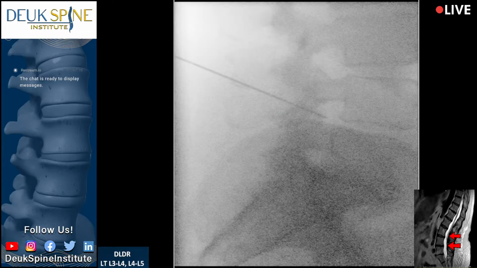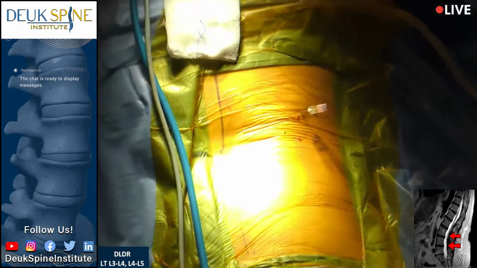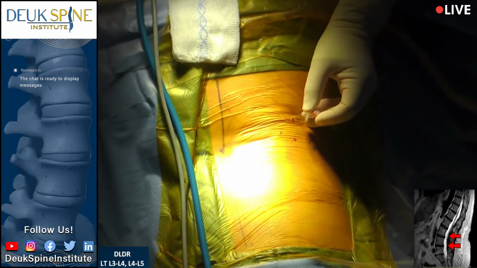So now that I know where our entry point's going to be for both needles, I'm going to numb that area. I'm not ready yet. I want to get into the disc first.